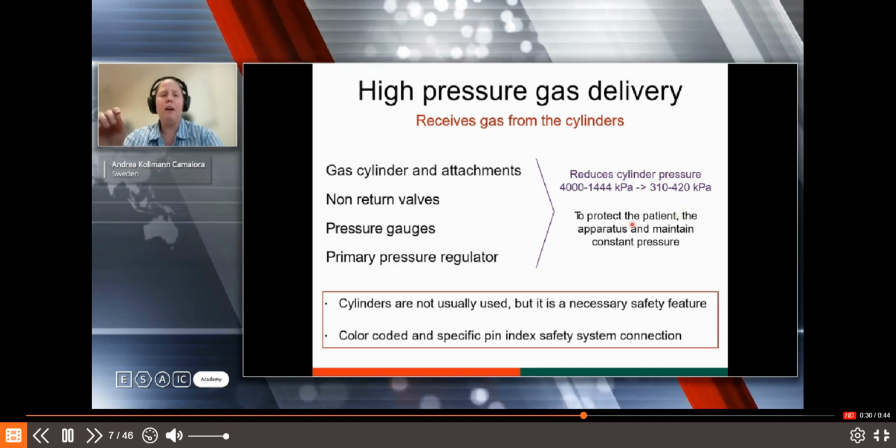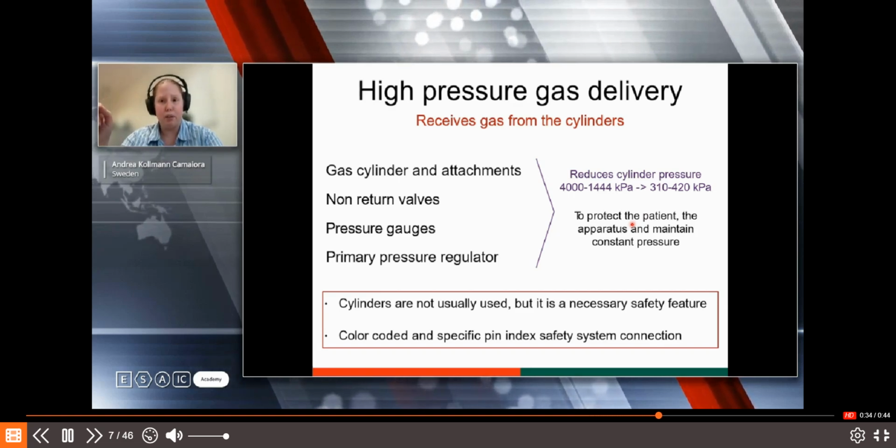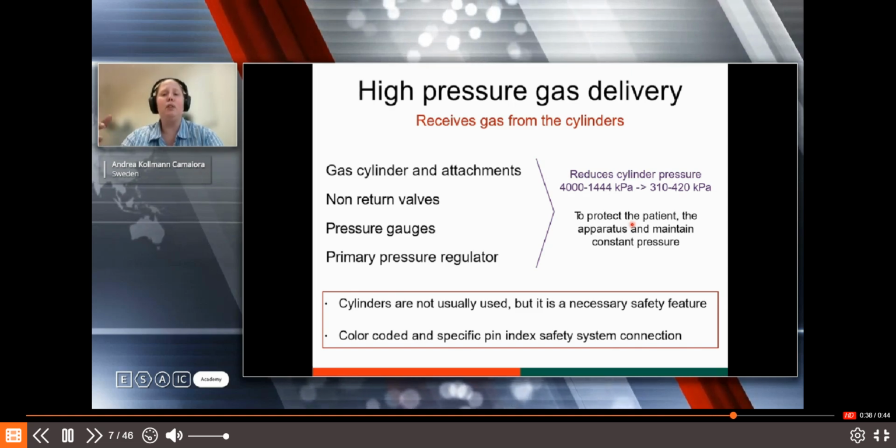And just remember, the cylinders are not usually used. They are a safety feature, and safety features come up a lot in the exam, but it is not what we usually use.